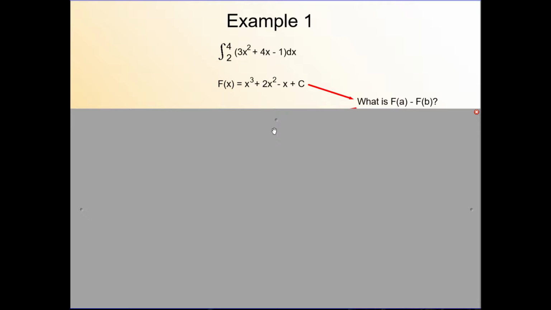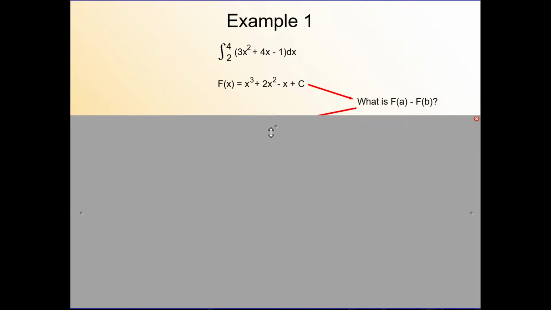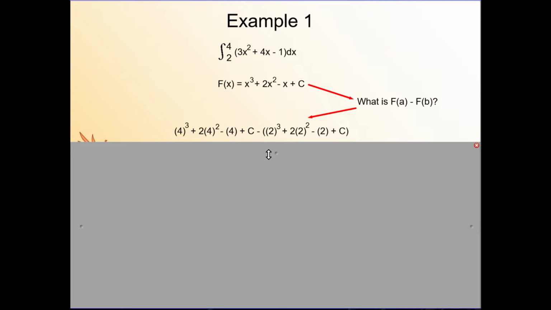So what do we want to do now? Well, we want to just find what the antiderivative evaluated at a minus the antiderivative evaluated at b is. So what we're going to do is take that function, plug in a, and then subtract that function when we have plugged in b. So from here we have 4 cubed plus 2 times 4 squared minus 4 plus c, so that's when we plug in our upper bounds, and then we want to subtract the whole antiderivative evaluated at b. In this case, which is 2. So we have 2 cubed plus 2 times 2 squared minus 2 plus c.